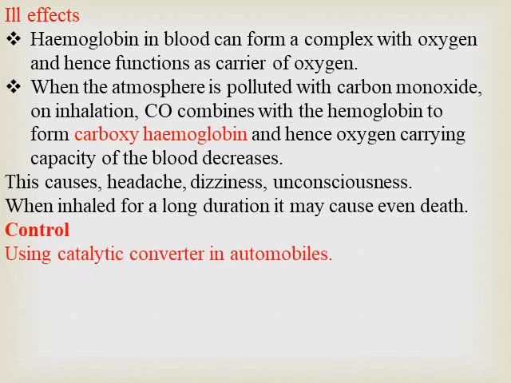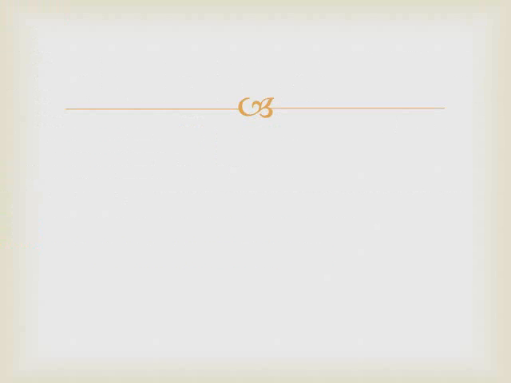Now the control is using a catalytic converter in automobiles. A catalytic bed is attached to the automobile engines, which reduces the incomplete combustion of the flue gases. Flue gases are the gases produced when you burn a fuel, all the gases liberated along with carbon monoxide, carbon dioxide, sulfur oxides, nitrogen oxides, etc. So the next pollutant is sulfur dioxide.